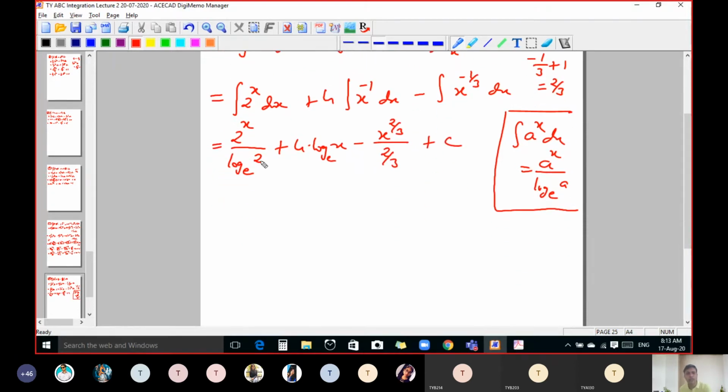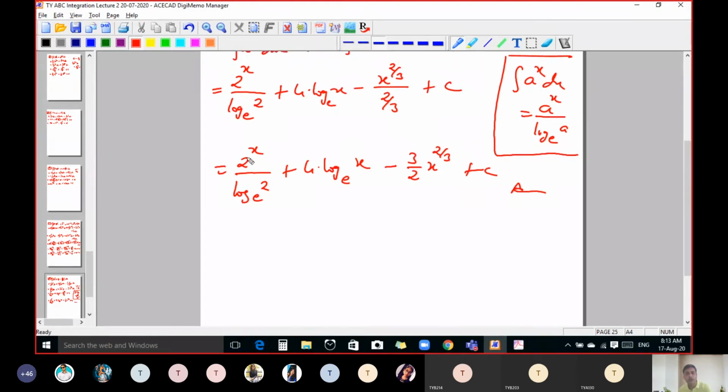And now keeping this as it is, so 2 raised to x upon log 2 base e plus 4 into log x. You can write simply log x, even though it's okay. No need to write base e because it's the default in integration: if the base is not given in the logarithm, then it's default e. Minus, taking 3 in the numerator, we get 3 by 2 x raised to 2 by 3 plus c. So this is our final answer.